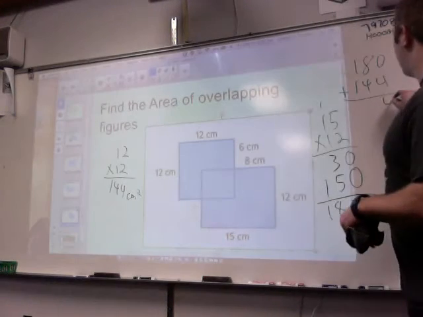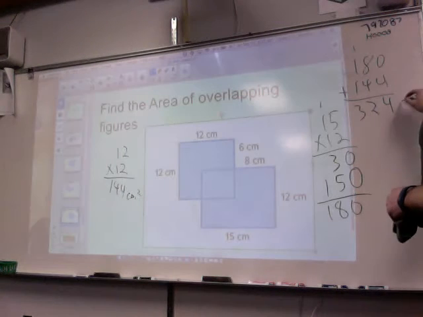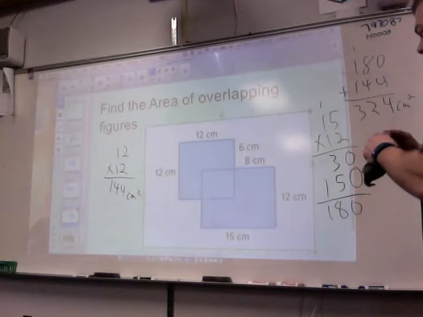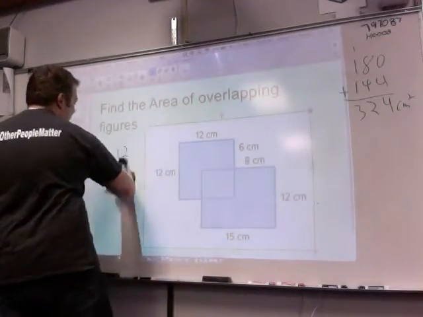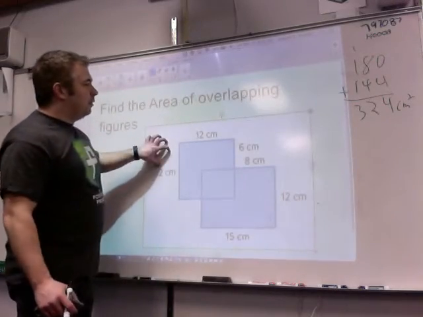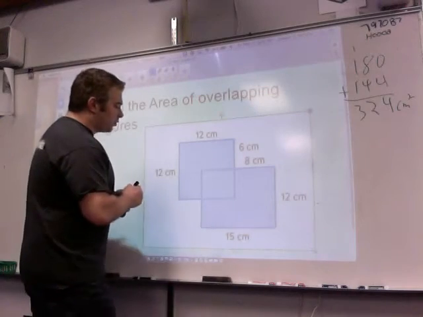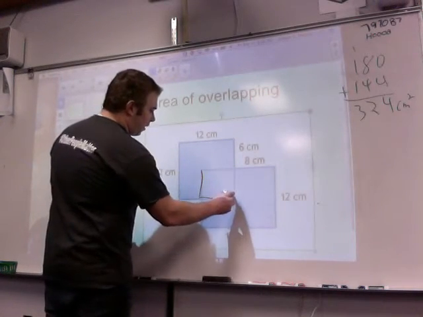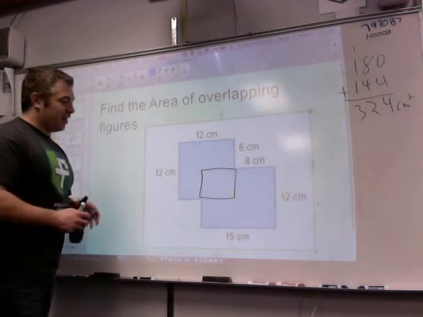And I get 4, 12, 324 centimeters squared. Okay? Now, that would be my area of these combined figures if they weren't touching. Like if I pulled them apart, that would be the area. But now I have to take that 324 centimeters and subtract whatever this area is in there. Now here's the fun part, if you weren't having fun yet.